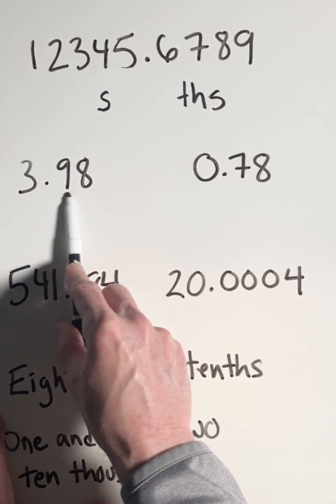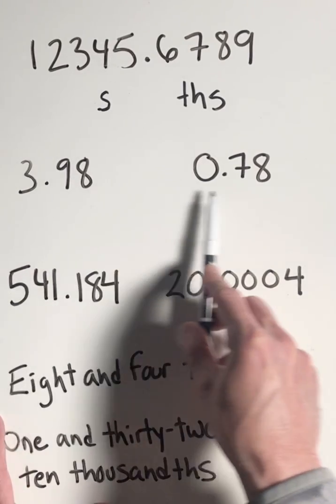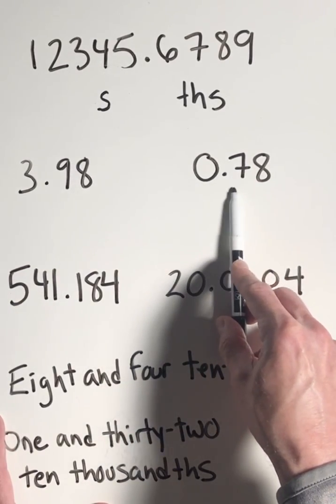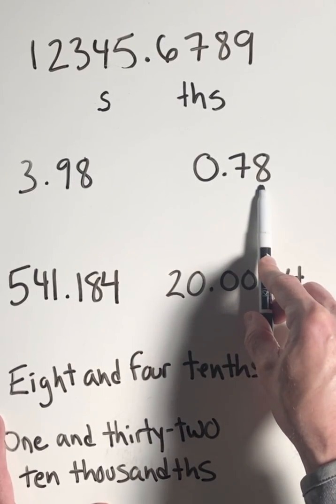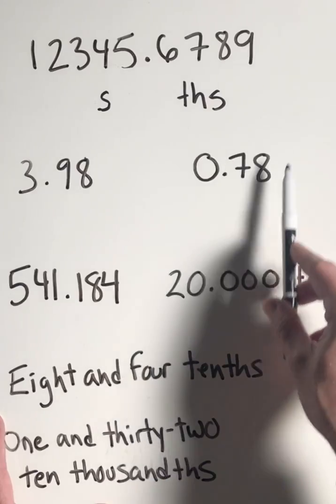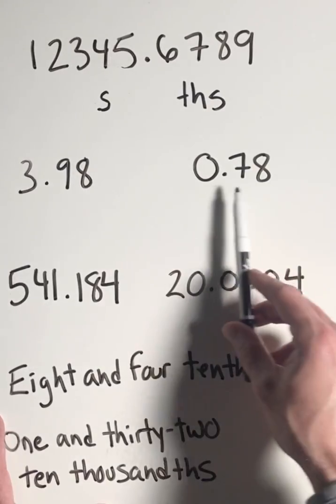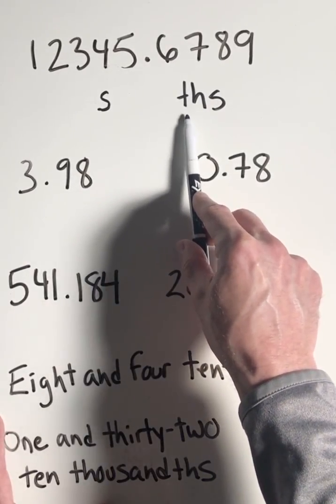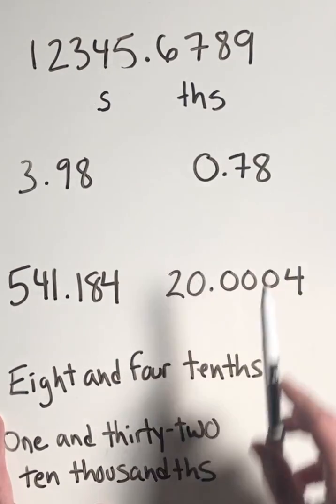3 and 98 hundredths. 0 and 78 hundredths. You may also say 100ths, but I like to use just the digit itself, followed by the place value, and being sure to add the THS if it's to the right of the decimal point.